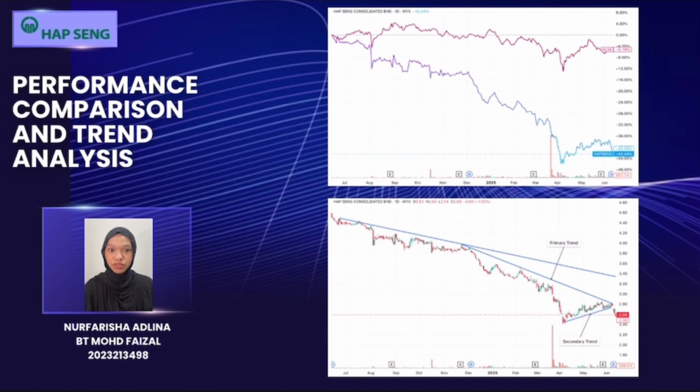13 June 2025. To confirm the downtrend movement, a trend line has to be drawn in the chart. Since the primary trend line is drawn above the price movement, it shows the confirmation that Hapseng is in a bearish market. Secondary trend is the trend line must move against the primary trend. The secondary trend of the company is in an uptrend. This is because of fundamental changes in the economy such as evolving consumer behavior, demographic changes, or the development of new technology.